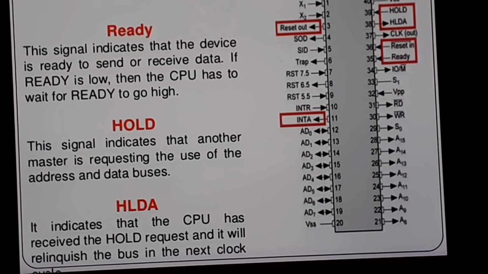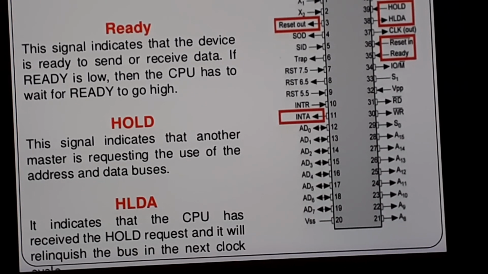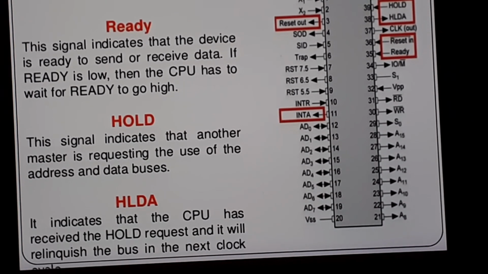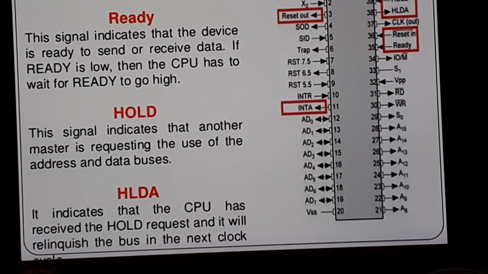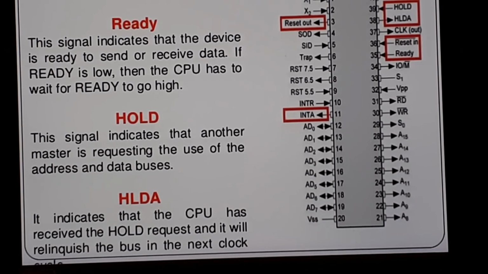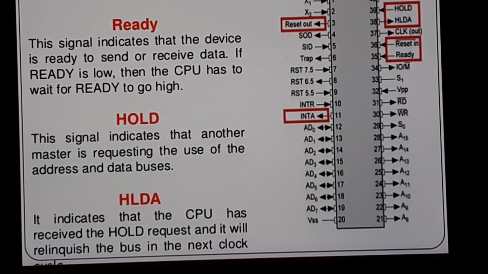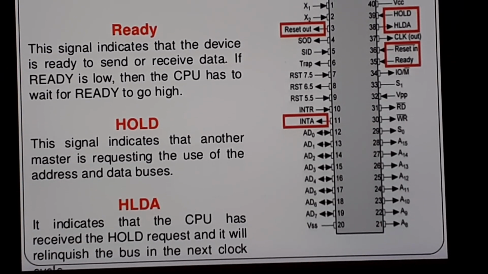So it has to wait. Why? Because some other request has come to the microprocessor here in 8085. The next pin is HLDA. HLDA stands for hold acknowledgement. It indicates that the CPU has received the hold request and it will relinquish the bus in the next clock cycle. Okay, so this is the HLDA pin.